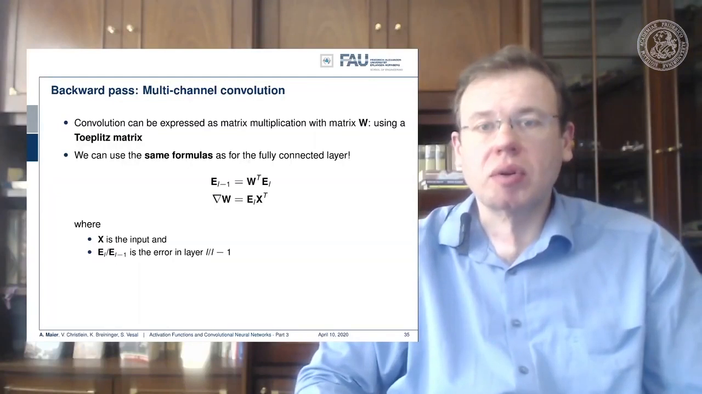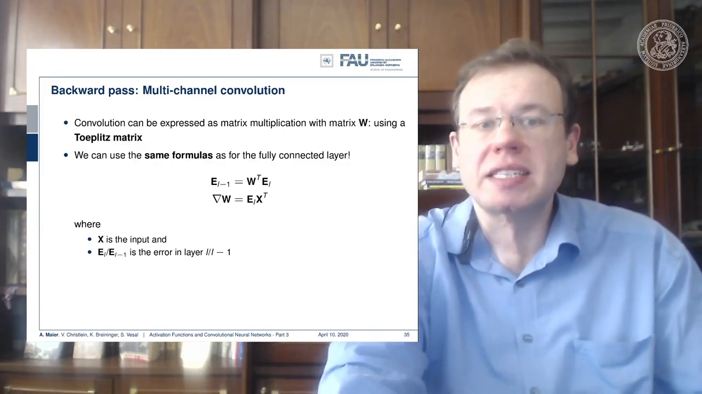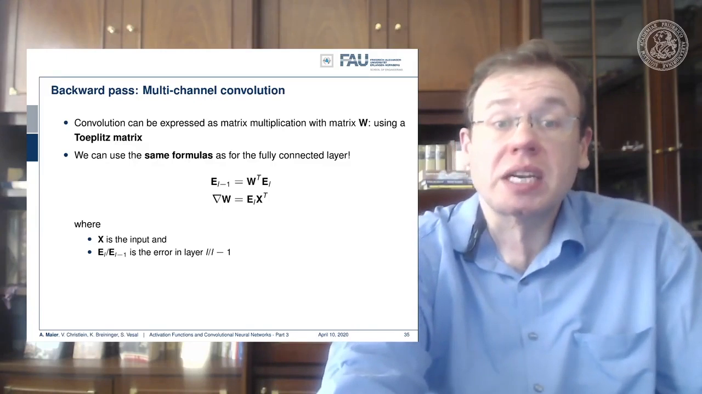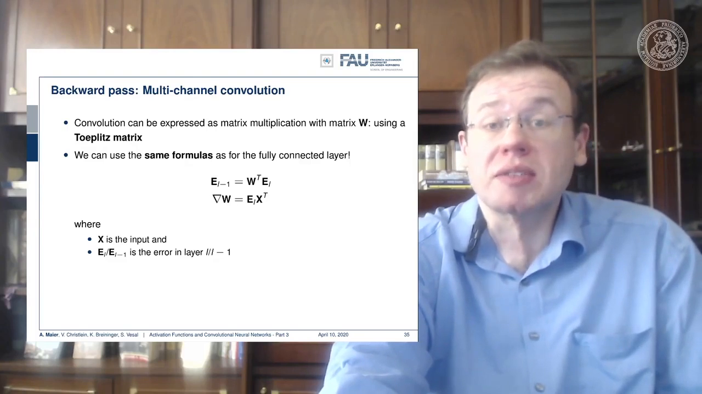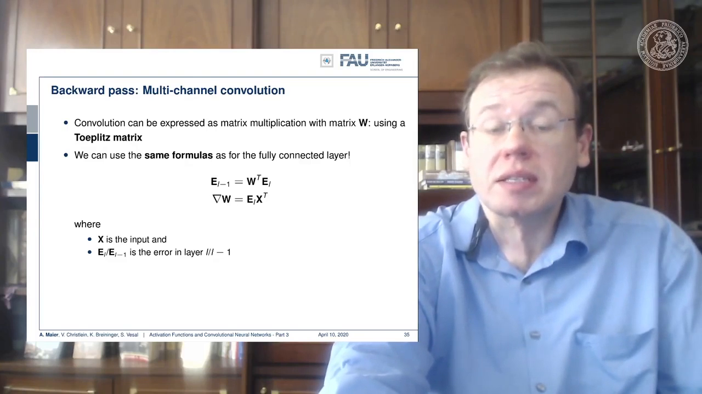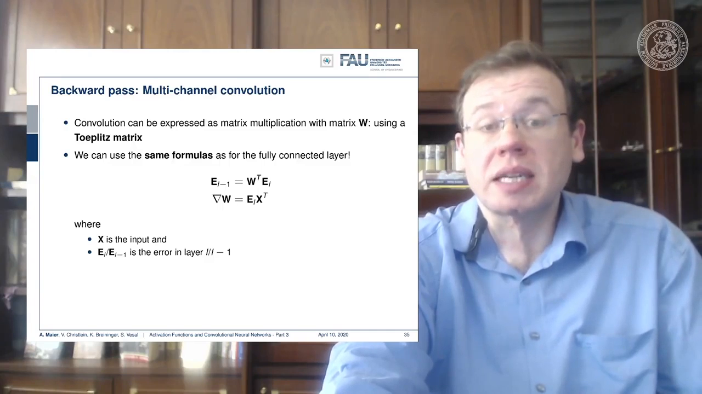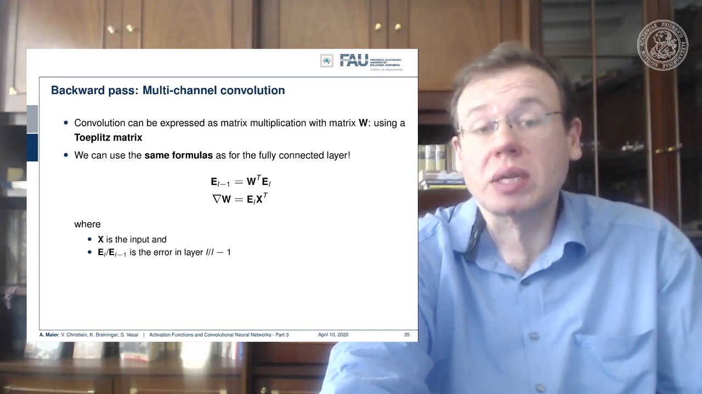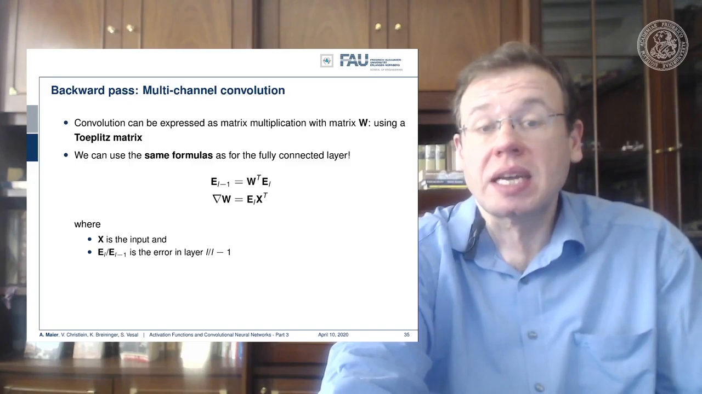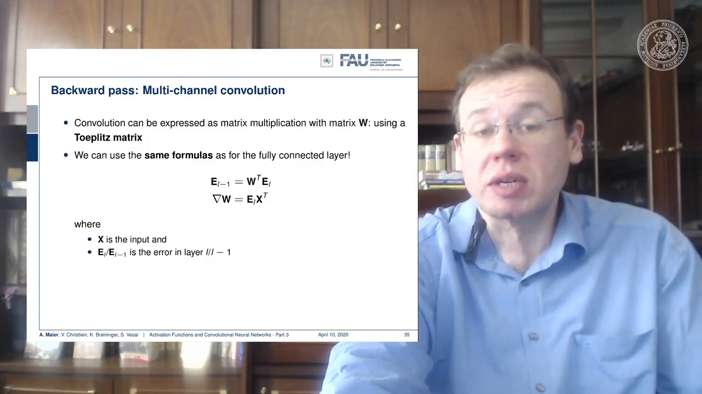So also our convolution can be implemented as matrix multiplication, and therefore we simply inherit the same formulas as for the fully connected layer. So if we want to backpropagate the error, it's simply the input error from the backpropagation times the weights transposed. And if you want to compute the update for the weights, it's essentially the error term multiplied with what we got from the input in the forward pass, transposed.